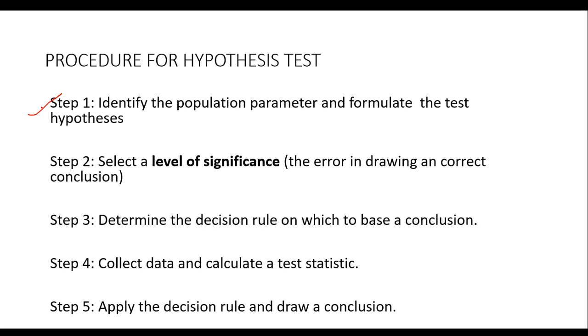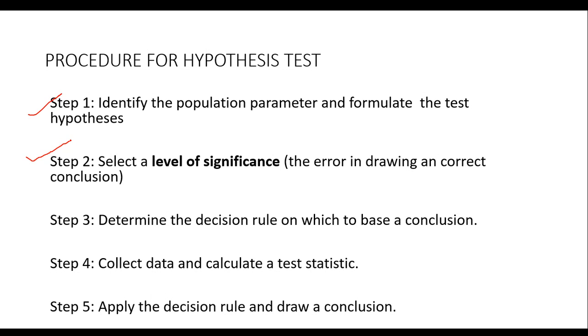Then we select the level of significance. What is the error we accept in drawing the conclusion? Normally in social sciences, we take an error ranging from 1% to 10%. In general, we are okay in social sciences to take a 5% error in drawing an incorrect conclusion. But in certain situations, we have to bear with a 1% error.